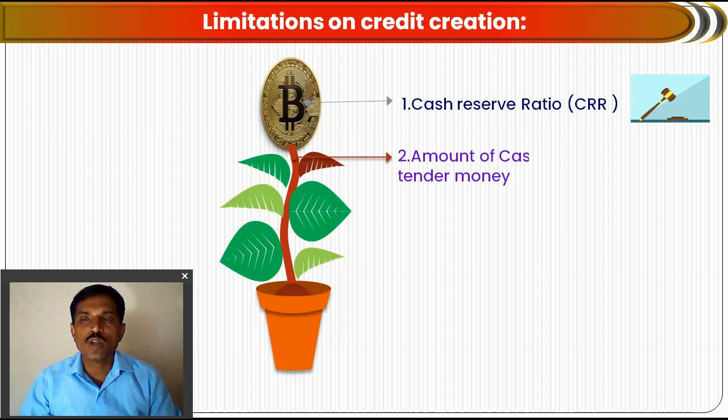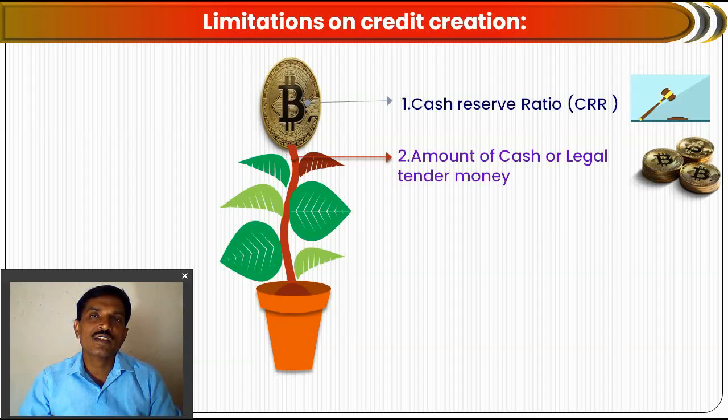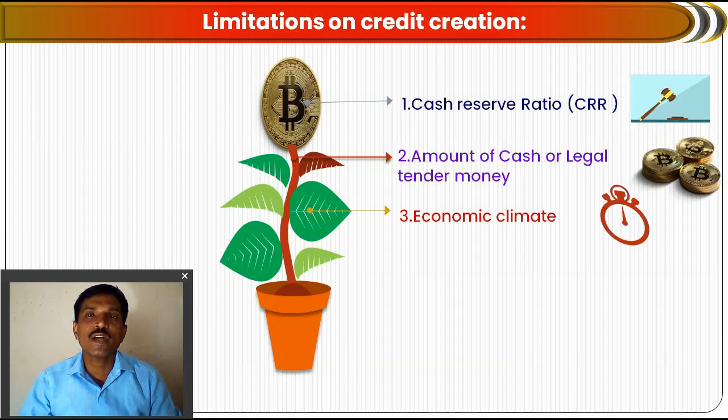The second thing is the amount of cash or legal tender money. On the basis of legal tender money, cash or primary deposit, the bank creates secondary deposits and creates money in multiple ways. So a smaller amount deposited in the bank means less credit creation, and a larger amount deposited in the bank means more credit creation. The next thing is the economic climate, how the economic climate is in the economy.